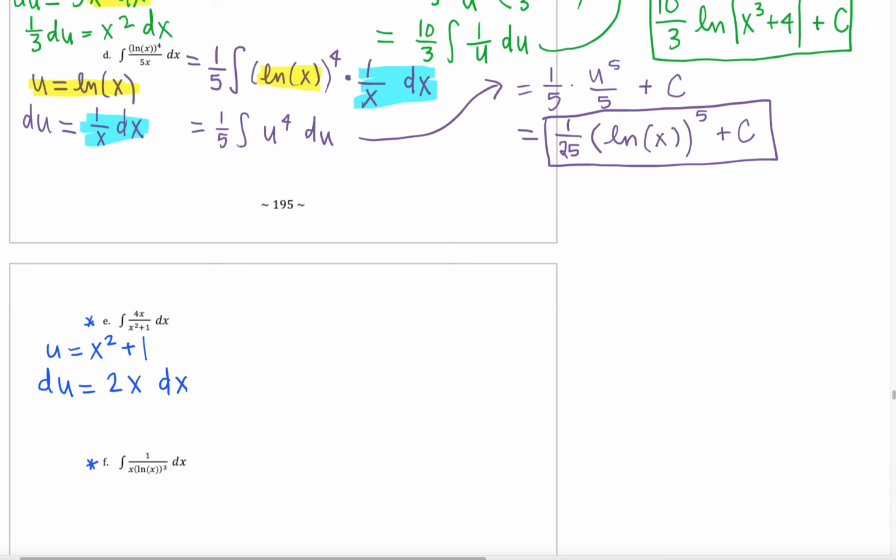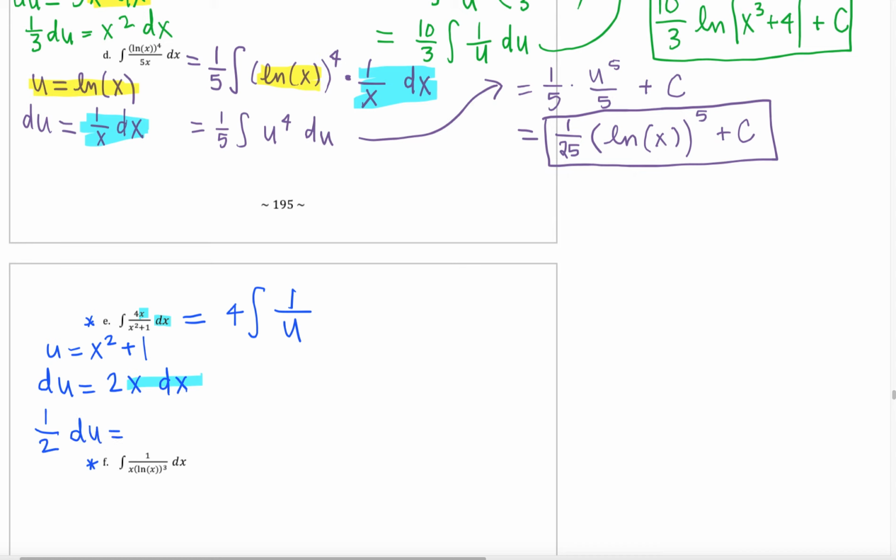So in example E here, to reset this up in terms of u, we would take out that scalar of a 4, so we'd get 4 times the integral. Instead of this x over x squared plus 1, we'd end up with 1 over u. And then the last thing to replace is this x times the dx, and that's part of our du. To get it by itself, though, I do need to go ahead and divide through by 2.